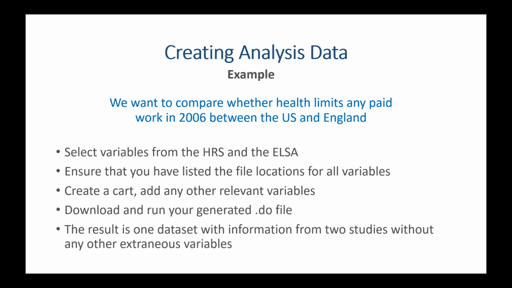Say we want to compare whether health limits any paid work in 2006 between the US and England. This is what I'm interested in for my analysis. So we're going to select variables from the HRS for the US and for ELSA for England. I'm going to make sure that I've listed the file locations for all these variables. I'm going to create a cart and add any other relevant variables. And then I'm going to have the Gateway website generate a do file for me, this data program, which is going to create one data set for me with information from only these two studies.